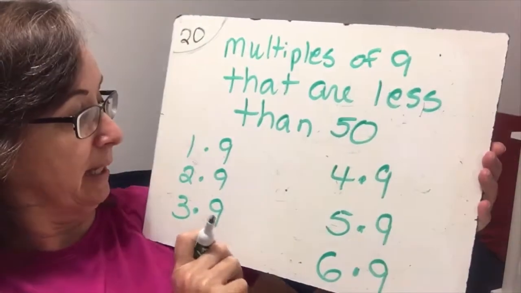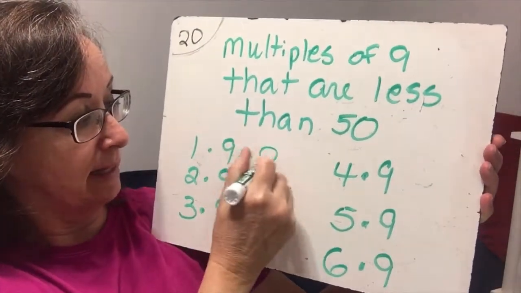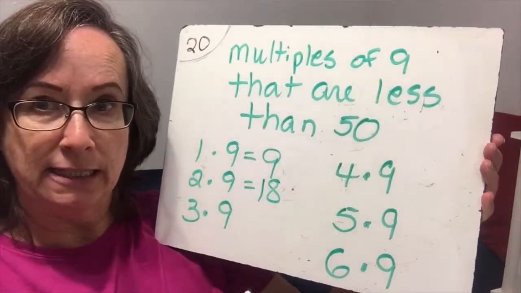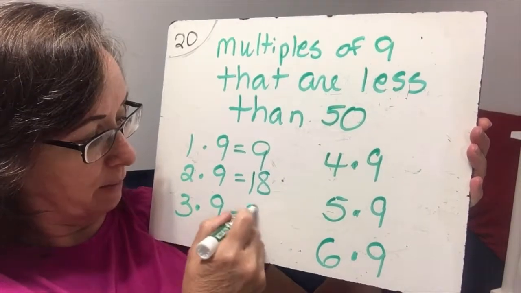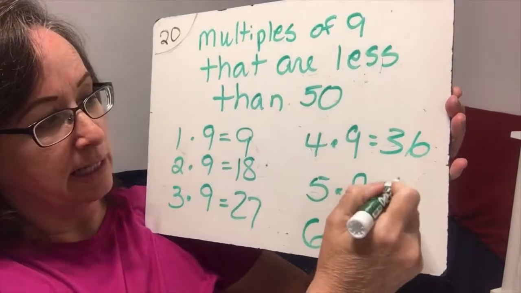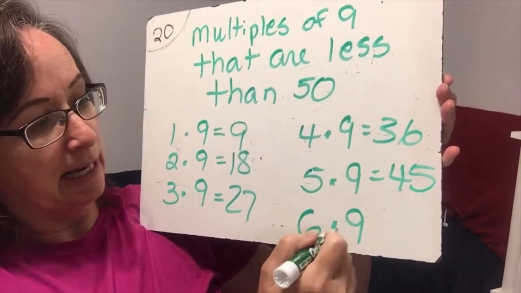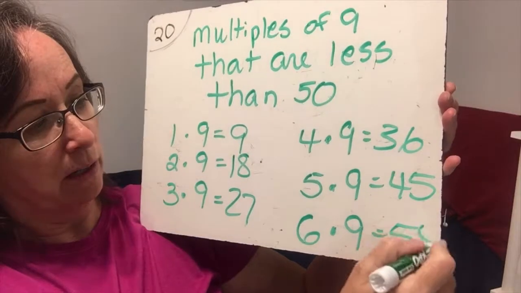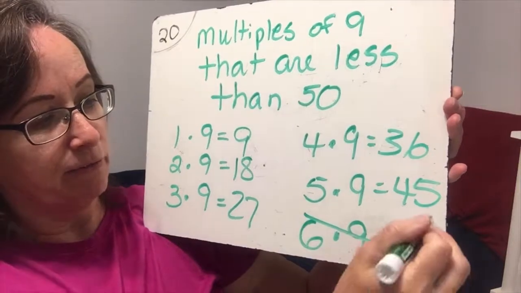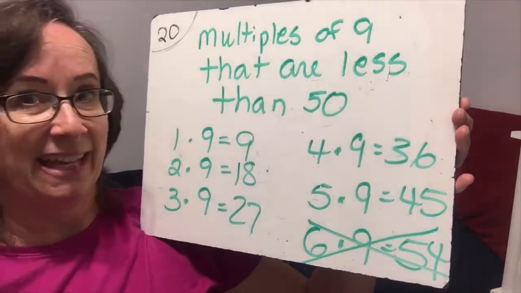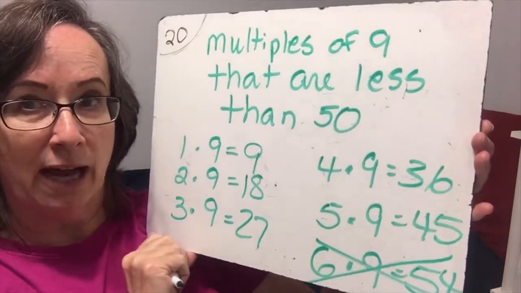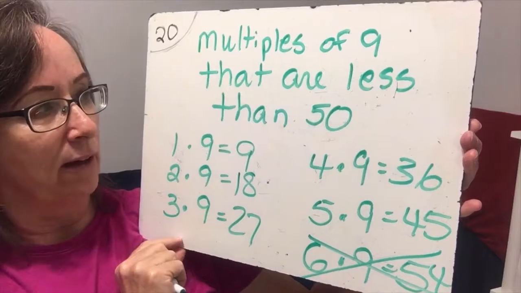In this next example, we're looking for multiples of 9 that are less than 50. So we just start at the beginning. 1 times 9 is 9, so 9 is a multiple of 9. 2 times 9 is 18, so 18 is a multiple of 9. 3 times 9 is 27. 4 times 9 is 36. 5 times 9 is 45. 6 times 9 is 54. But we are to find the ones that are less than 50. So 54 goes over, and we will say the answer to that question is 9, 18, 27, 36, and 45 are the multiples of 9 that are less than 50.